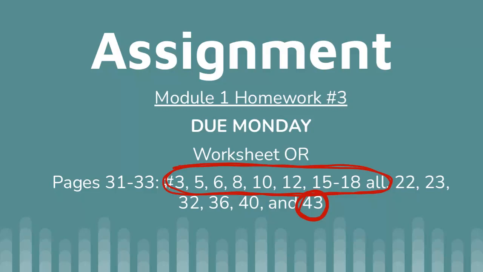I need you to now clear your desk off. All notes, books, phones, anything needs to be put away. The only thing that should be out is a writing utensil. And if you would like to borrow a yellow calculator from me, you are welcome to do so. Come and grab a yellow calculator.